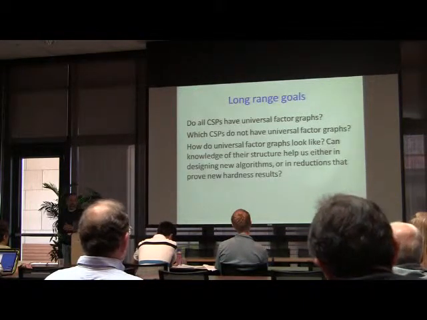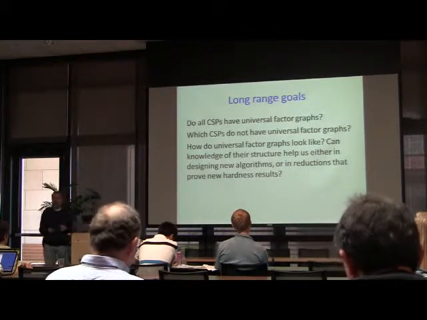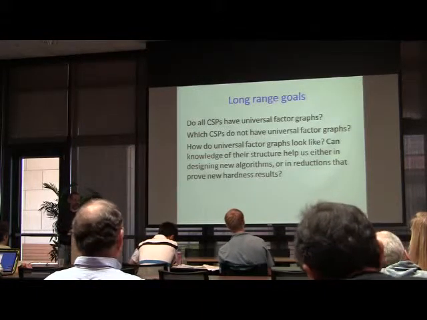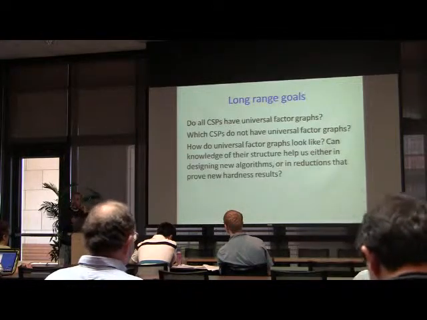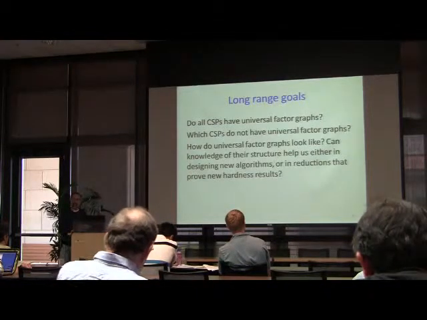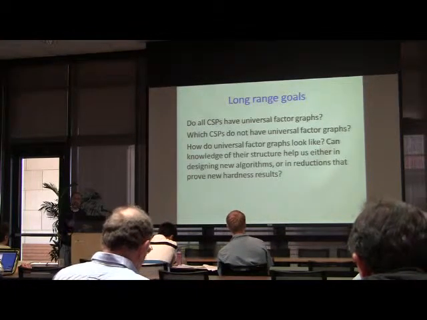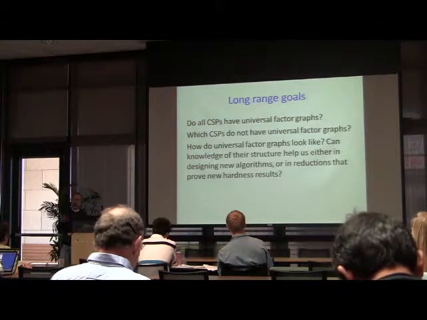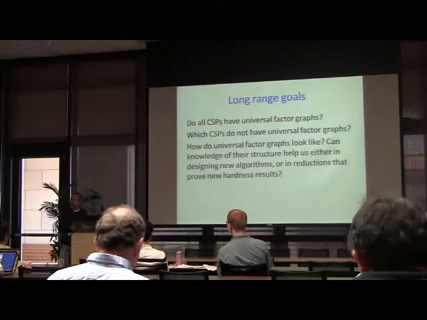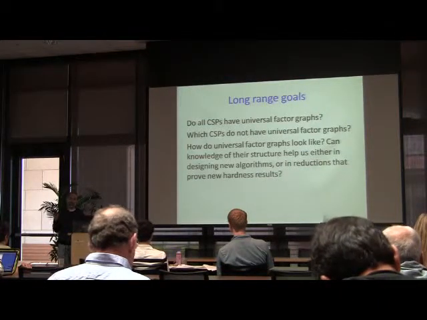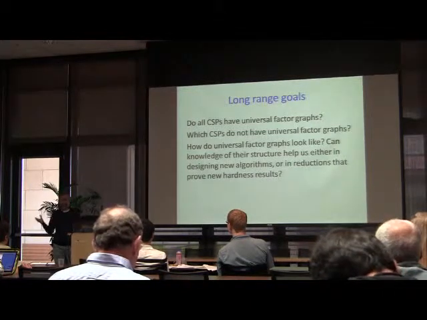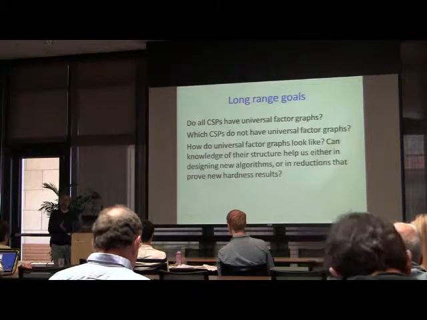We can have more long-range goals. We can ask in general, do all CSPs have universal factor graphs? Or the other direction of the question, which CSPs do not have universal factor graphs? And perhaps the most interesting direction, if it ever works out, is to understand the structure of these universal factor graphs. If they exist, how do they look? Can we find some simple-looking factor graphs that we can really understand? If we reach such a situation, this can help us both in designing algorithms for these problems and improving hardness results, because we won't need to think each time about how the instance looks. We know things about how the instance looks.